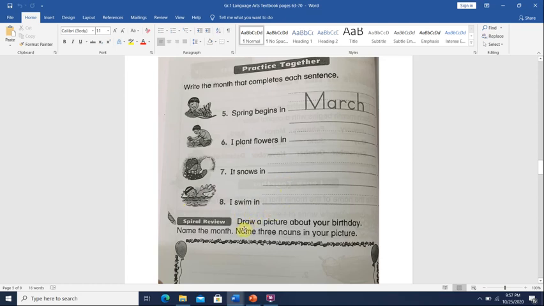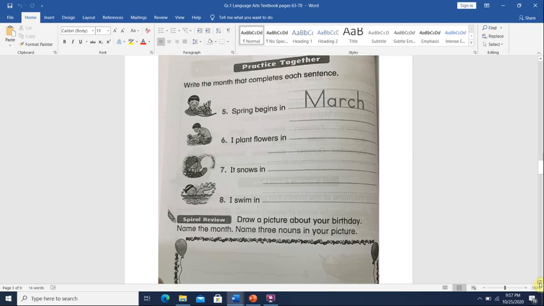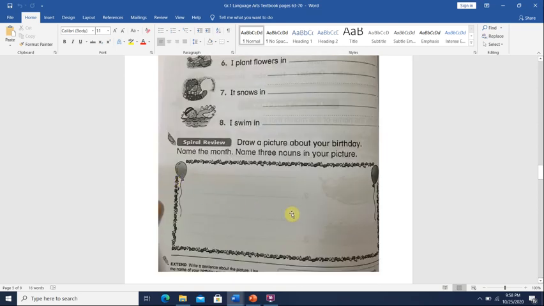Okay, it says here, draw a picture about your birthday and name the month. So, and name 3 nouns in your picture. So here, it wants you to draw a picture of your birthday and it wants you to write the month of your birthday. Like I'm born in April. If I draw a picture of my birthday and I'm born in April, so I will write April and I will name 3 nouns. Like for example, cake, balloon, family, right? Friends. Okay, this is what you can do. Let me show you the answers.